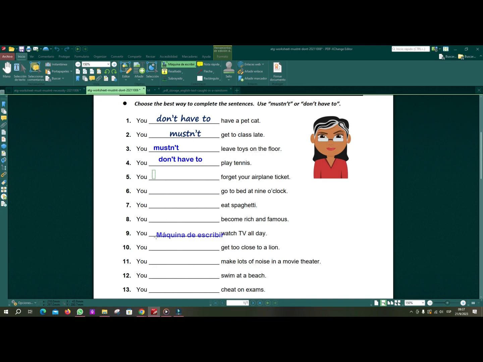What do you think, Hazel? Must not. Yes, must not forget your airplane ticket. Si no, ¿cómo se va en el avión, verdad? Entonces, you must not or mustn't, que es exactamente lo mismo. Nice. 6. Thank you, Hazel. You go to bed at 9 o'clock.